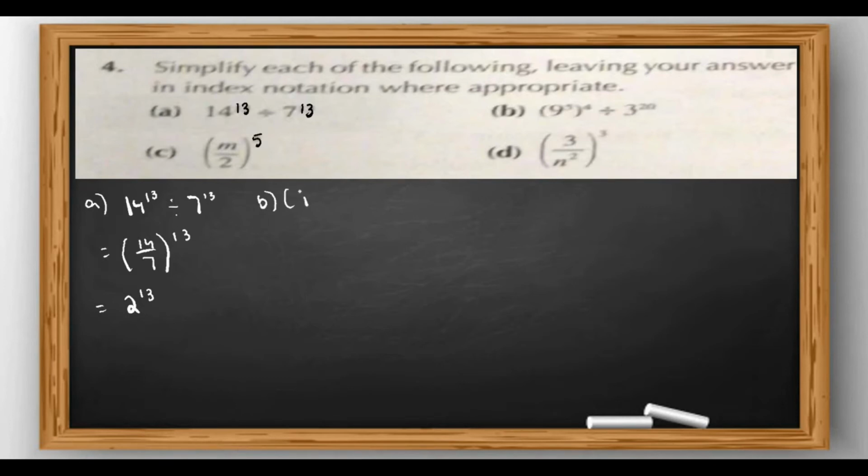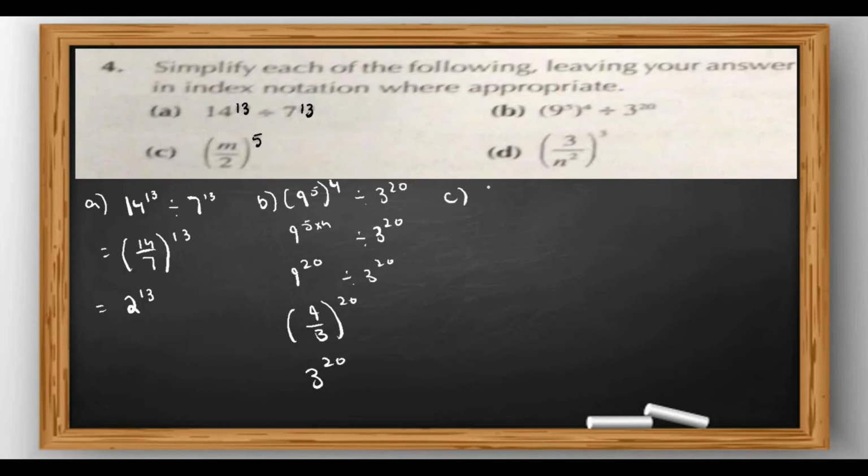Part B says 9 raised to power 5 bracket close raised to power 4 divided by 3 raised to power 20. So first of all this would be 9 raised to power 5 multiplied by 4 divided by 3 raised to power 20. 9 raised to power 20 because 5 4s is 20, divided by 3 raised to power 20. Now you will take the powers as common and divide the numbers. 9 divided by 3 raised to power 20. So this will become 3 raised to power 20.